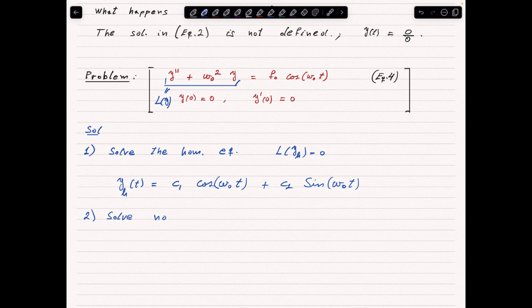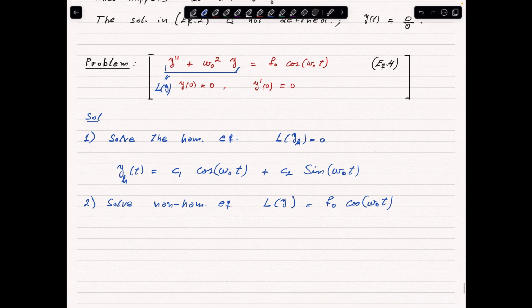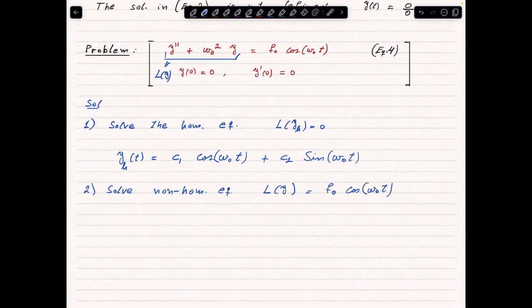So the non-homogeneous equation, and we need to look for a particular solution, but the equation is L of y equal that source, and now the source unfortunately has the natural frequency in it. So what is the solution of that? Well, we are going to guess a particular solution.